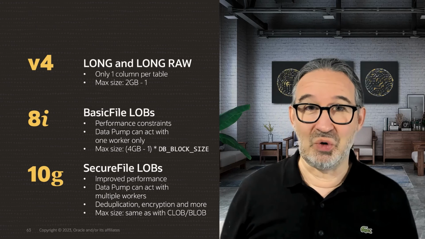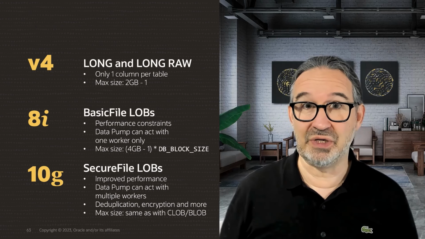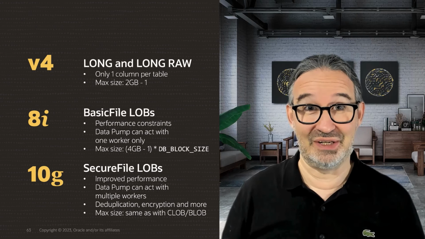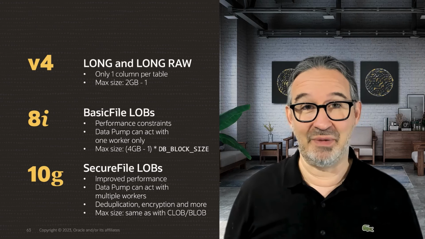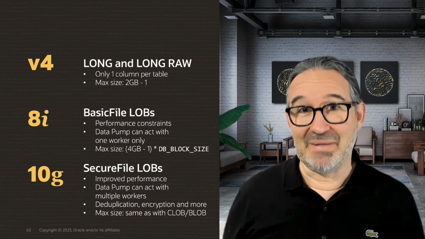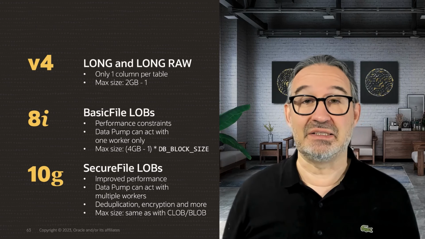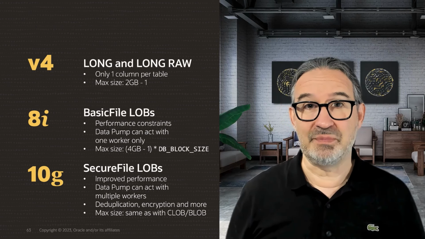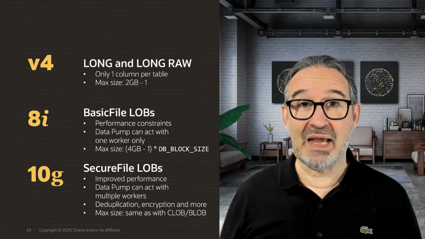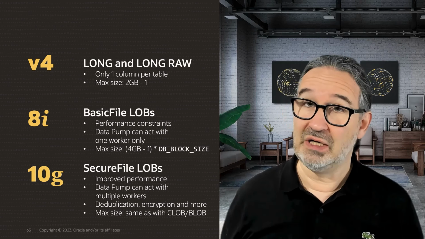You have limitations like only one LONG or LONG RAW column per table. You have size limitations like 2 GB minus 1 byte, which maybe in Oracle version 4 times was already a lot, where a database was big when it had like 10 GB. But today, I know, 2 GB is not a lot. So we extended this quite a bit. I think you can get up to 8 exabytes with the right DB block size. And of course, the LOBs we introduced in 8i have a lot of benefits over LONG and LONG RAW.